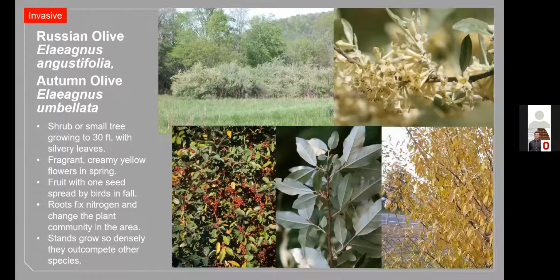Russian olive and autumn olive. They both occur in Northeast Ohio, even though Russian olive is more of a Western species. Both were introduced in the mid-1800s as an ornamental. It was planted extensively in natural areas to provide erosion control and wildlife food.